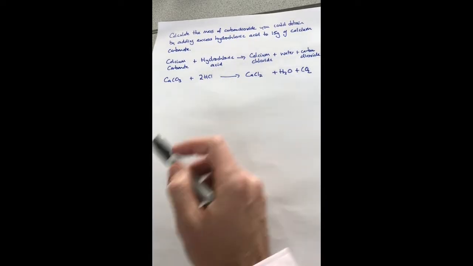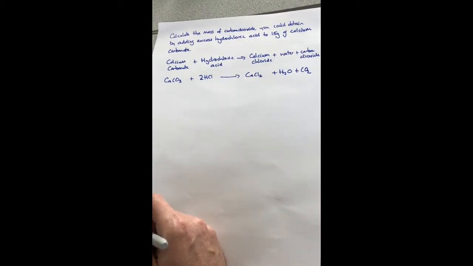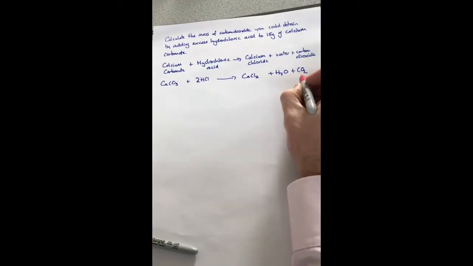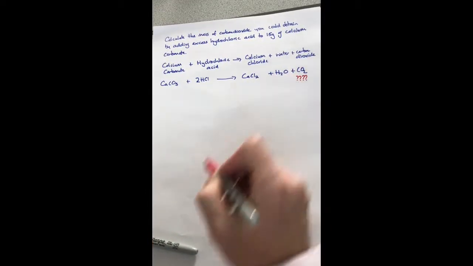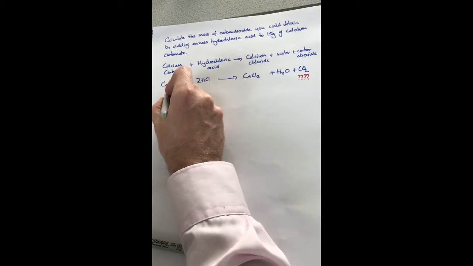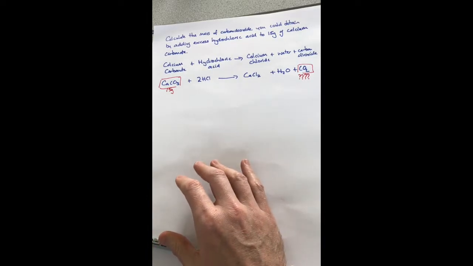So our first job is to read the question and identify 2 of these chemicals that we're interested in, because we can only deal with 2 chemicals in our working out. So the question says calculate the mass of carbon dioxide. So the first one that I'm interested in is finding the mass of the carbon dioxide. And I know that I have got 15 grams of calcium carbonate. So those 2 are the chemicals that I'm interested in. I'm not interested in anything else at this point in the equation.